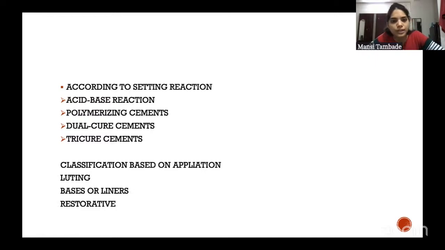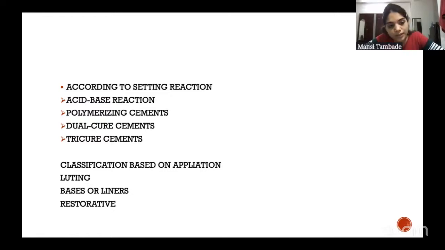Then according to setting reaction, different types of cements have different types of setting reaction. So you should definitely remember the type of setting reaction for each of the cements. Acid-base reaction, polymerizing cements, dual cure cements, tri-cure cements. Classification based on the application: luting, bases or liners, or restorative.